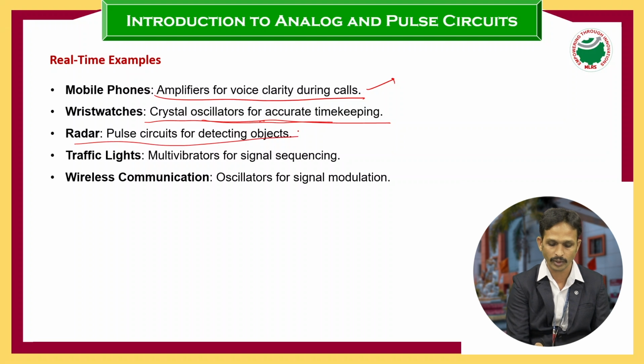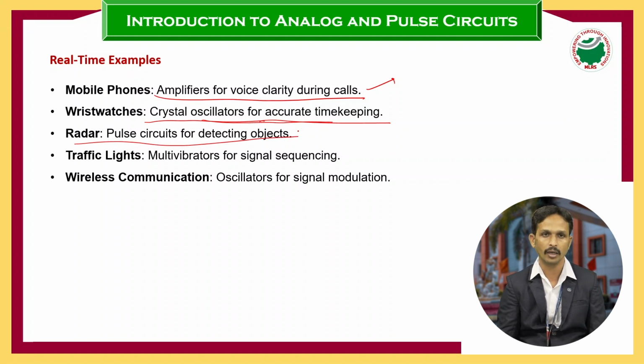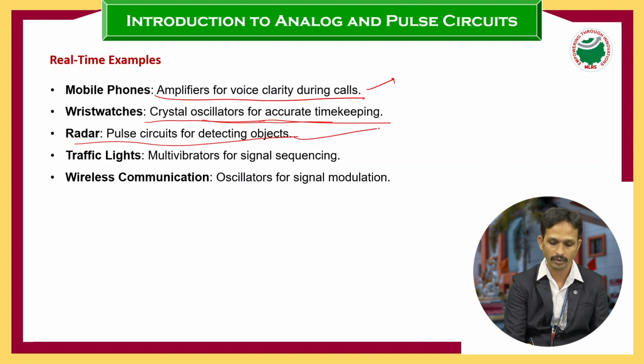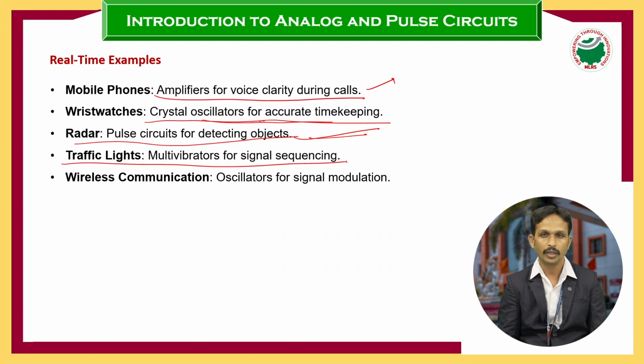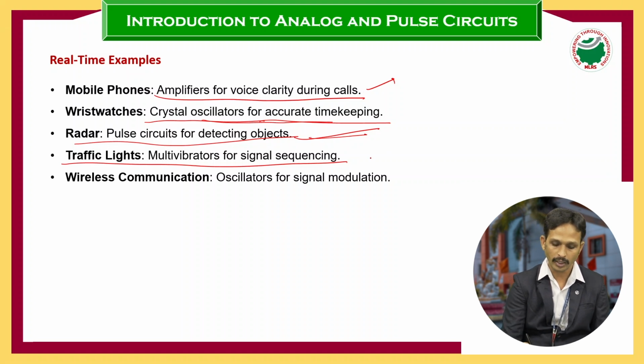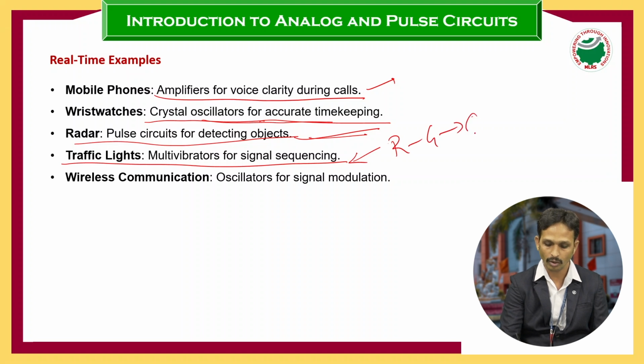And also pulse circuits for detecting objects, like in any radar. In radar systems, any object detected acts like a triggering pulse. When it is triggered, the circuit gets the signals and we get the output. There we can find the radars by detecting the signals. And in traffic lights, we can use multivibrator circuits. In the monostable multivibrator and astable multivibrator, when the triggering pulse is applied, the signal will change, like red to green, green to orange.